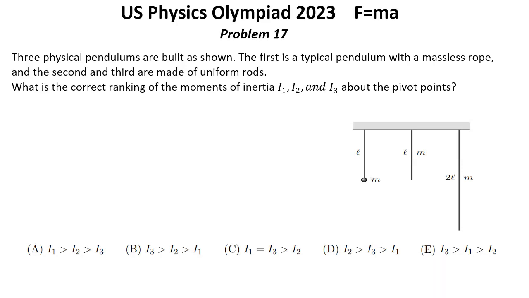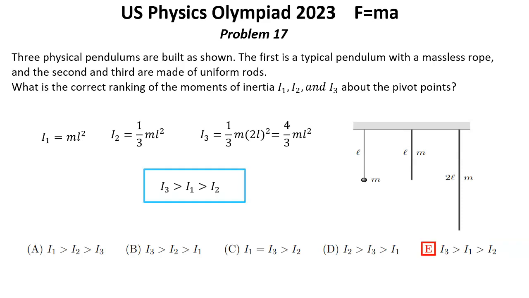Solution for problem number 17. This is a straightforward application of the standard moment of inertia formulas. For the first pendulum we have I1 equal ml squared. For the second pendulum we have 1/3 ml squared, and for the third pendulum we have 4/3 ml squared. So from here we have this relation, and the correct answer is E, which is the solution for problem number 17.